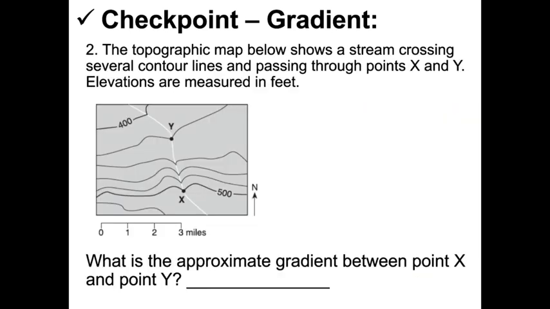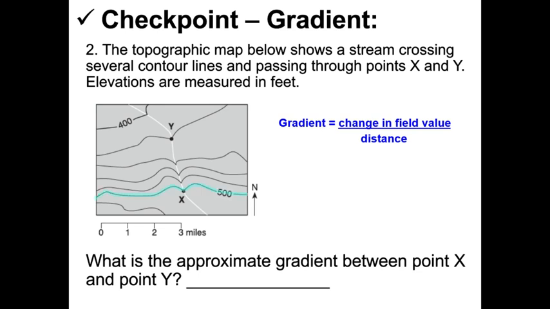The topographic map below shows a stream crossing several contour lines, passing through points X and Y. Now the elevations are measured in feet. What is the approximate gradient between point X and Y? So we see where X is and we see where Y is. Now Y doesn't have an elevation on it, so first thing we're going to need to do is figure out the contour interval.